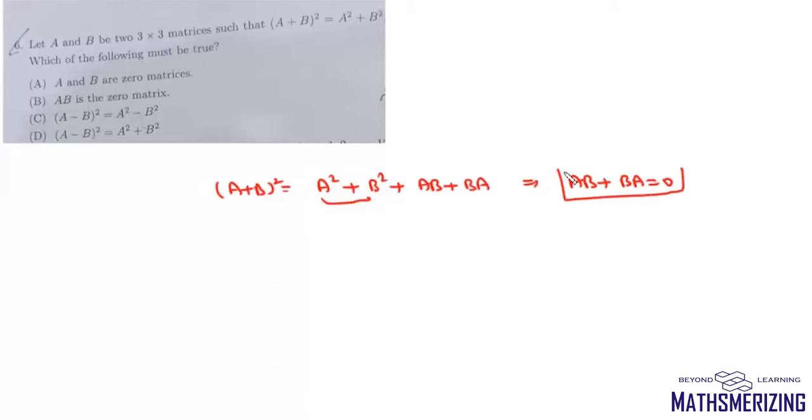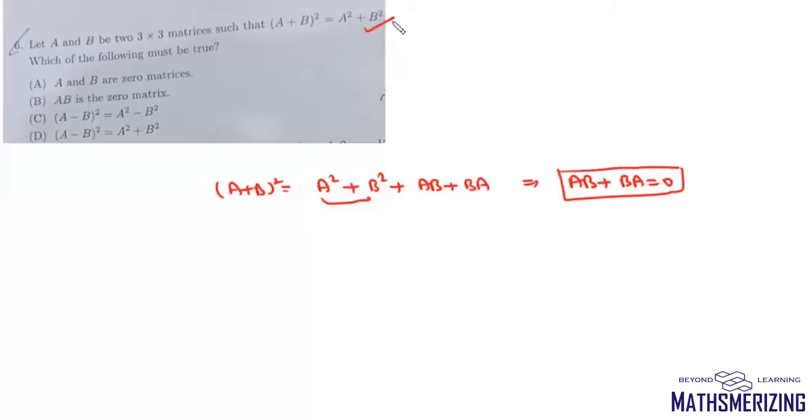Now the sixth question is, if A and B are two 3x3 matrices such that (A+B) square is A square plus B square, then which of the following must be true? Now we know that (A+B) square is A square plus B square plus AB plus BA. Now if it is given that it is equal to A square plus B square, it simply means that the value of AB plus BA must be 0. So there is a condition that we are getting from this result.